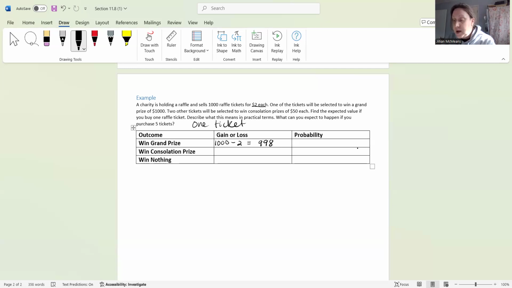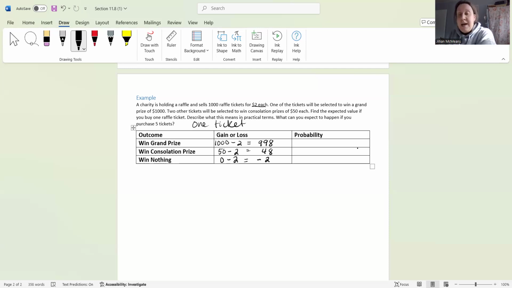Now, if you win one of the consolation prizes, you win $50, but just like the previous example, you had to buy your ticket. So you still paid $2. So your associated gain or loss here would just be $48. Now, if you win nothing, you truly win nothing. You win $0, but you still paid to play. So we have an associated loss of $2 here.